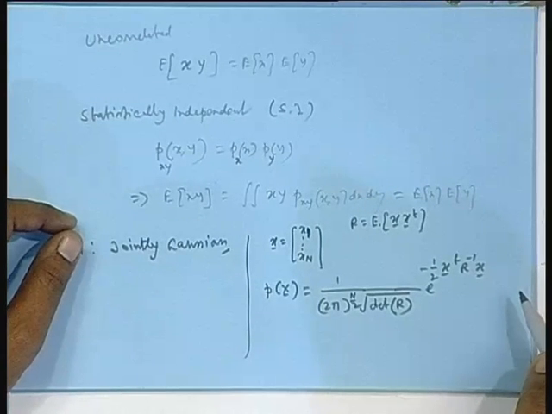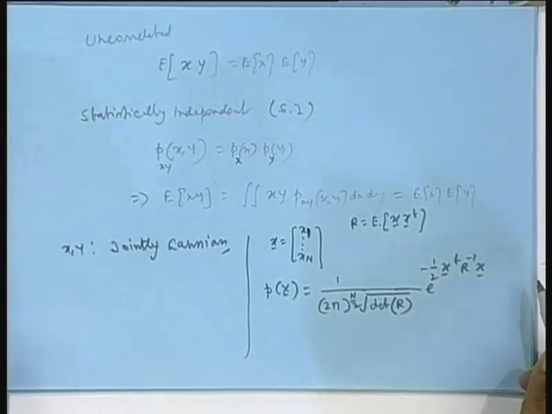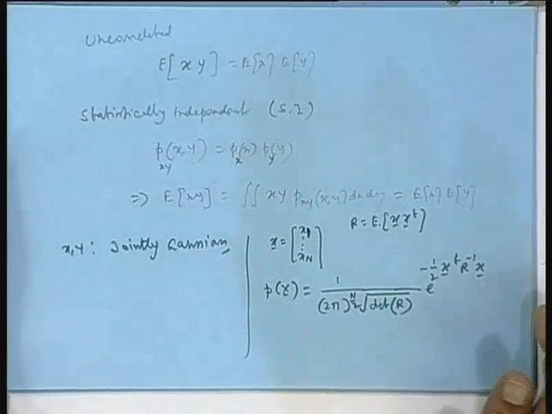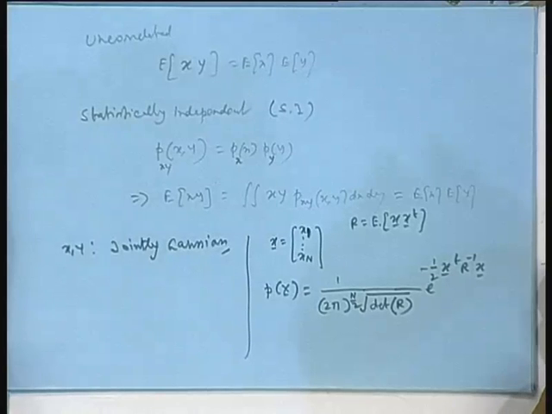Yeah. Sir, x minus x bar. No, I am talking zero mean. I am dealing with zero mean just to make life simple. Okay, this is a zero mean multivariate Gaussian distribution.